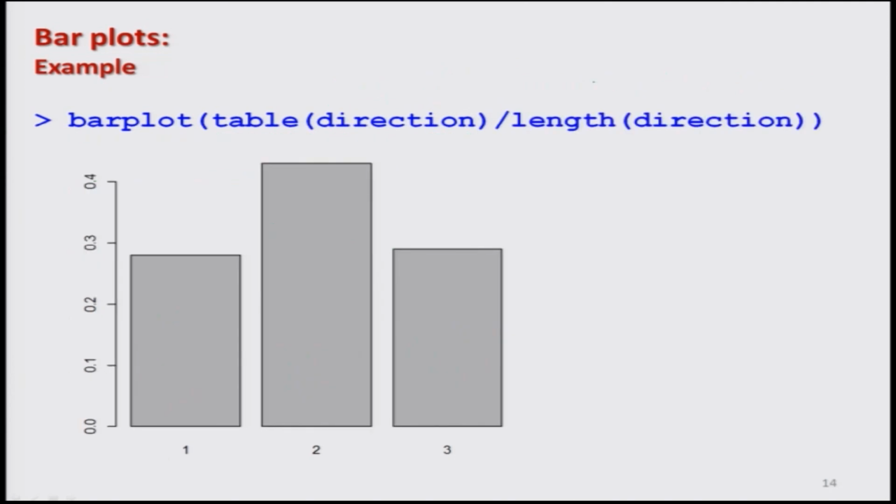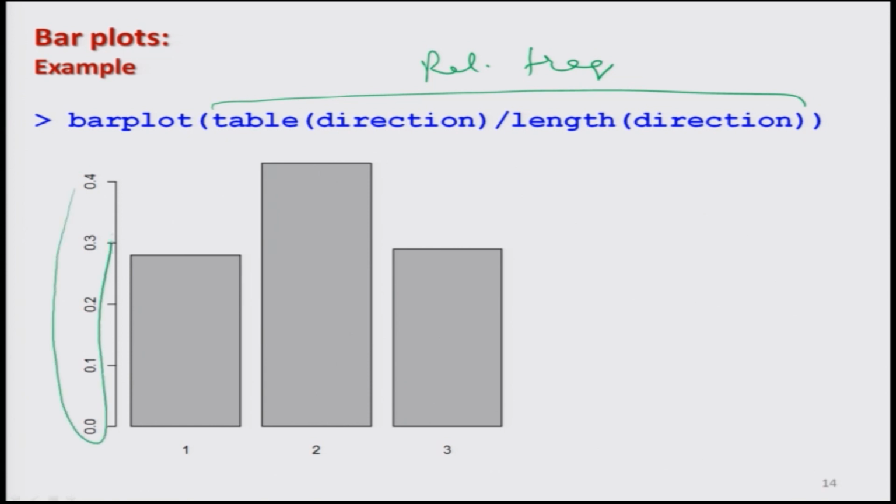If I try to do the same thing with the relative frequency, I can write the command for the relative frequency inside the barplot arguments, and I am getting similar information, but now all these values are in fractions because they correspond to the proportion between 0 and 1, right.